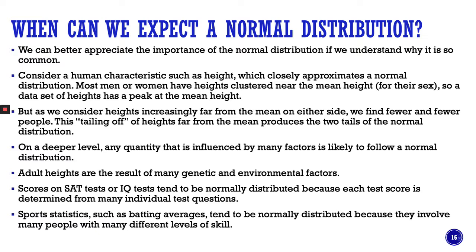On a deeper level, any quantity that is influenced by many factors is likely to follow a normal distribution. Adult heights are the result of many genetic and environmental factors. Scores on SAT tests or IQ tests tend to be normally distributed because each test score is determined from many individual test questions. Sports statistics such as batting averages tend to be normally distributed because they involve many people with many different levels of skill.